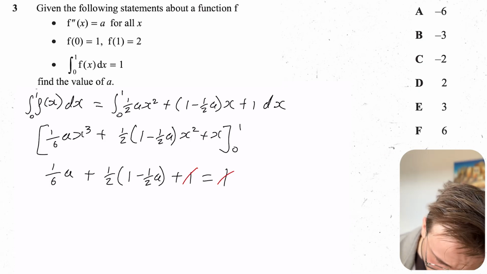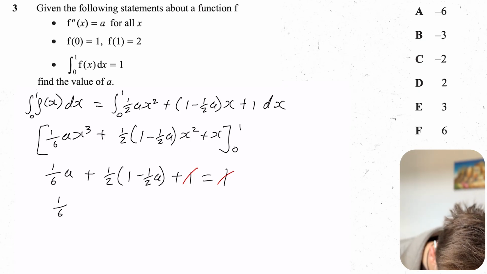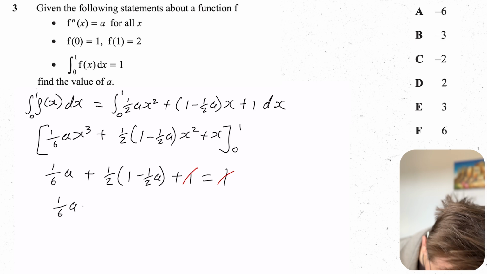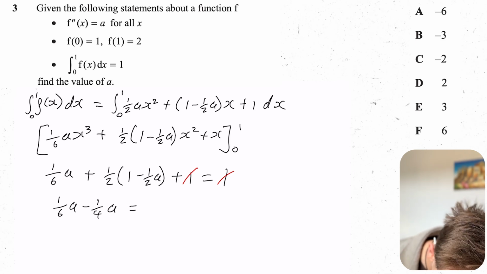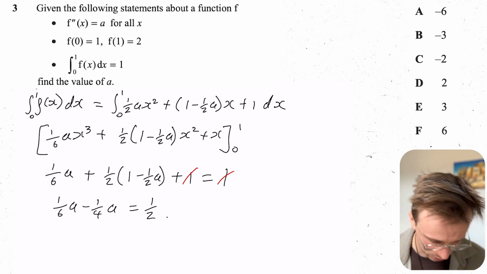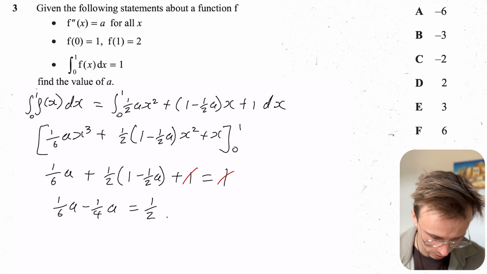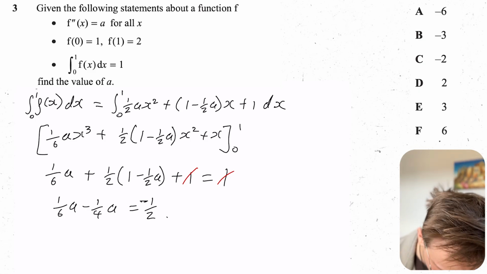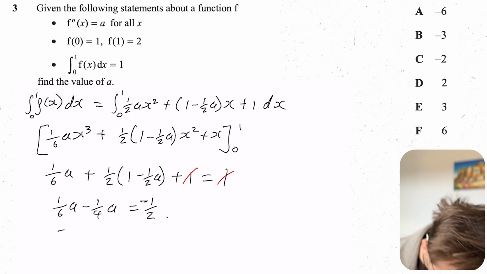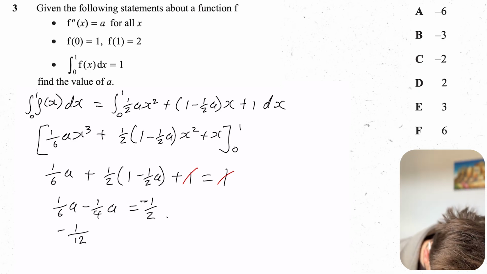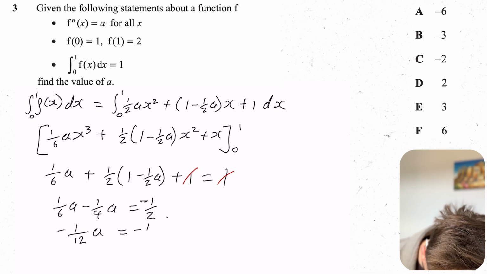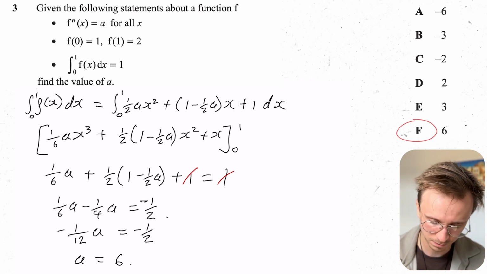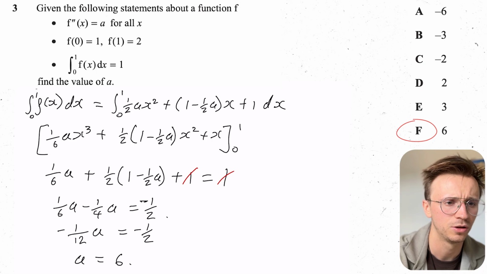The 1's cancel. I'm left with 1/6 a equals, 1/6 a minus a quarter, a equals a half. So that is 1/6 and a quarter, go to a 12, so that's 2, should be equal minus a half, minus 1/12 a equals minus a half, a equals 6. Okay, that's 3 done. 4.